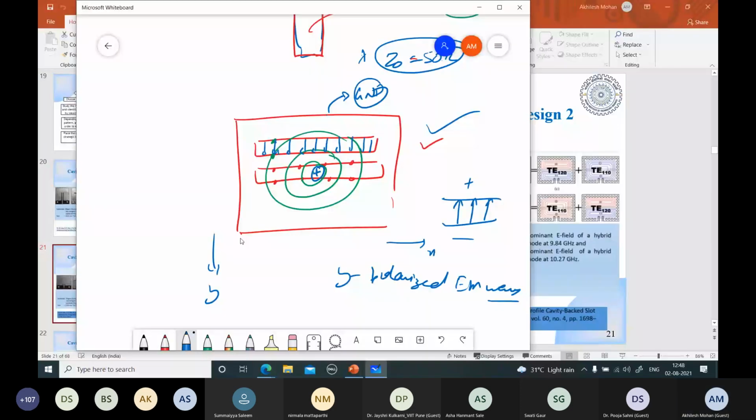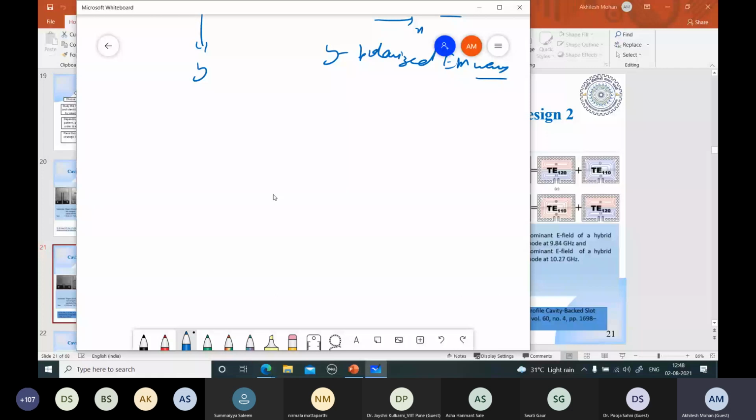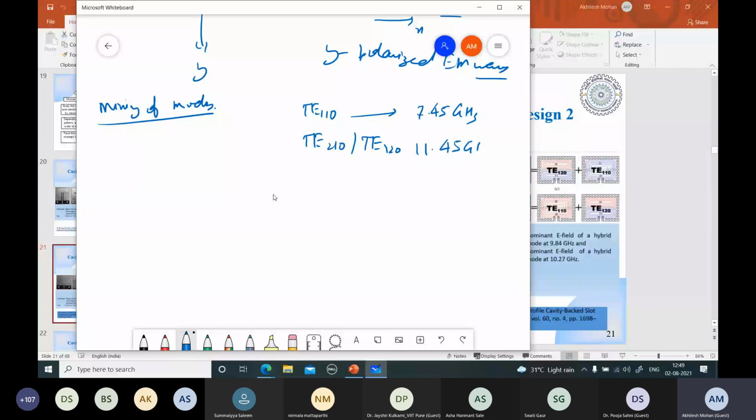That is mixing of modes. So how can we do the mixing of modes? One, as I have shown you, is the TE110 mode and the TE210 or TE120 mode. Here, as I have shown, the frequency was 7.5 gigahertz, and here the frequency is something like 11.45, I don't remember exactly. So there is a large difference of nearly 4 gigahertz. So I cannot bring these two frequencies closer in the square cavity.